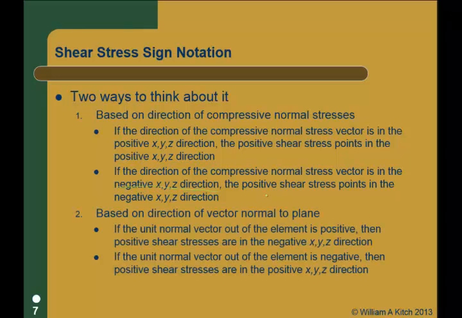There's another way to think about it. So this is the engineering mechanics guy talking. If the unit normal vector out of the element is positive, then the positive shear stresses are in a positive direction. If the unit normal vector is in a negative direction, then they're in a negative direction. Those are saying the same thing. One of them is engineering and mechanics talk, and it's shorter, and the other one is English, and it's longer. Okay? So if you're a little bit dicey with this, and you may be, you should practice a little bit.